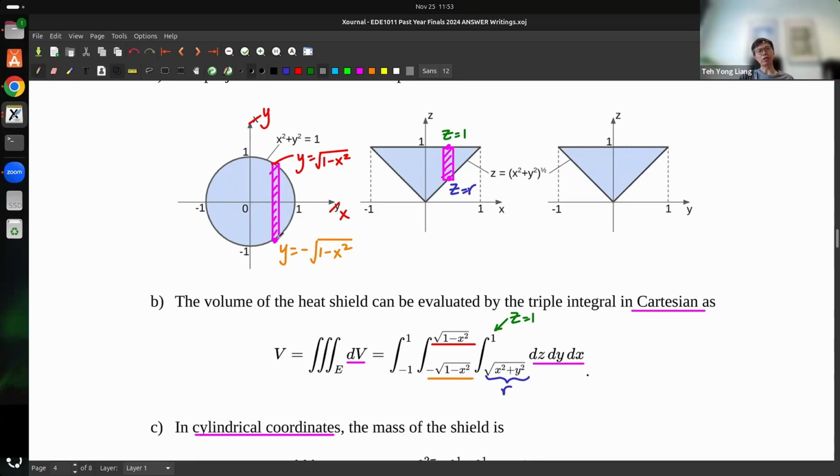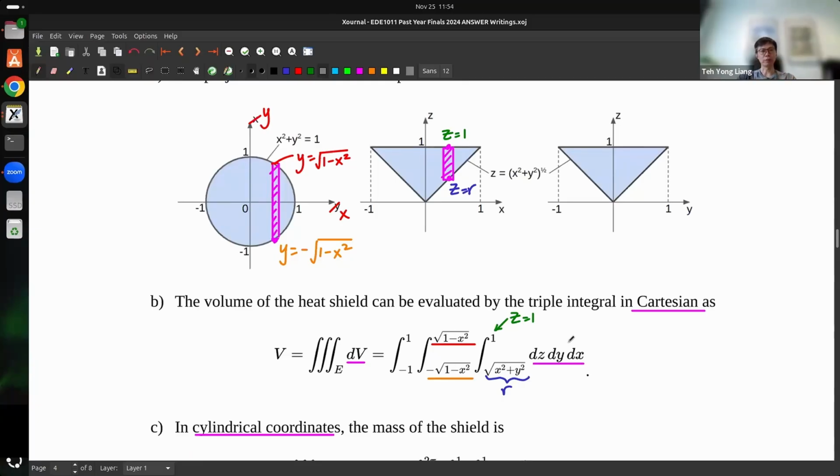Therefore, you're integrating from the lower bound in y. The lower bound in y is minus root 1 minus x squared. Why? Because the unit circle is x squared plus y squared equals 1. You just isolate the y, then you have plus or minus root 1 minus x squared. The lower bound is obviously the one with the negative, because y has to be negative below the x-axis here, and therefore minus root 1 minus x squared, to the top bound, which is root 1 minus x squared. So these are the bounds for y.